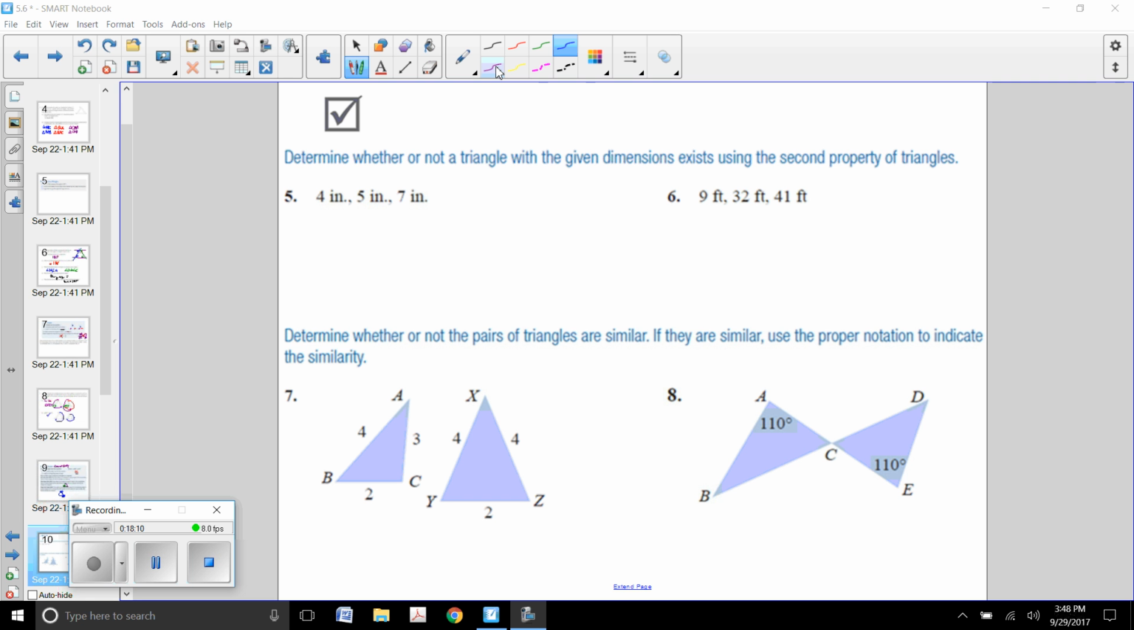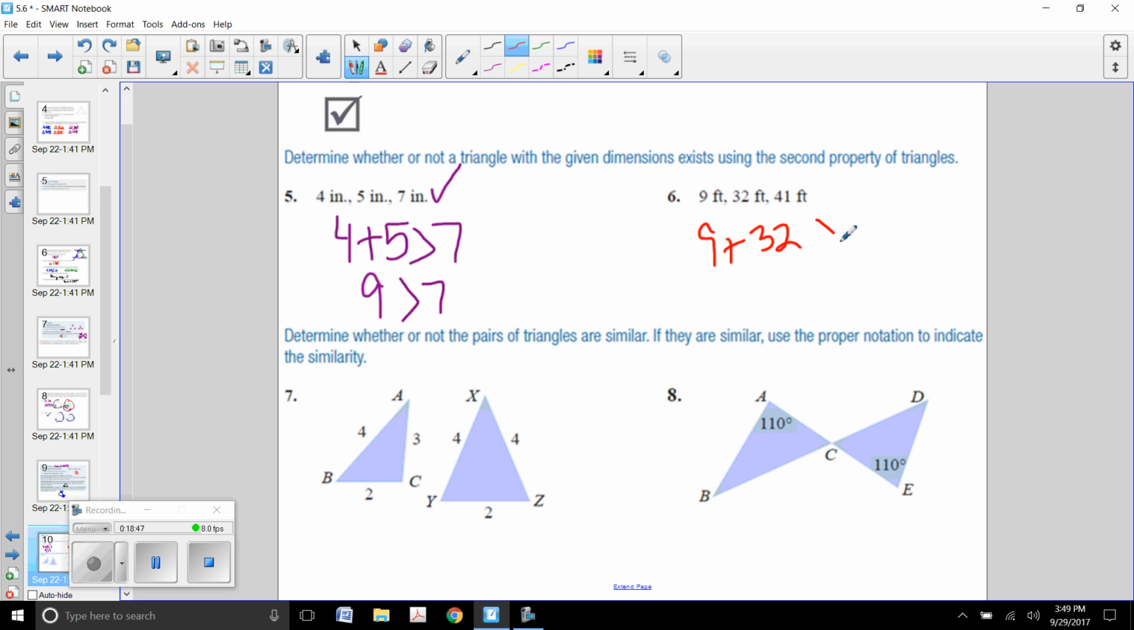And so we have sides 4, 5, and 7 inches long. So what we're checking is that 4 plus 5 has to be bigger than 7 in order for these three side lengths to be able to create a triangle. And when we add 4 plus 5, we get 9. 9 is bigger than 7, so that's true. It will work.